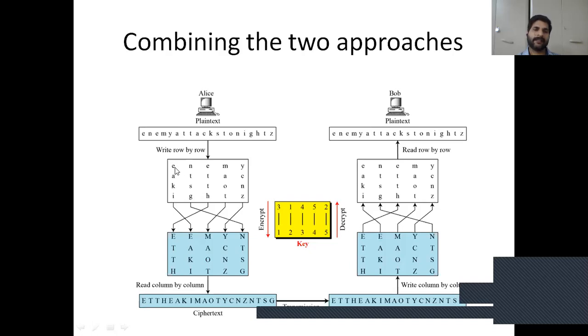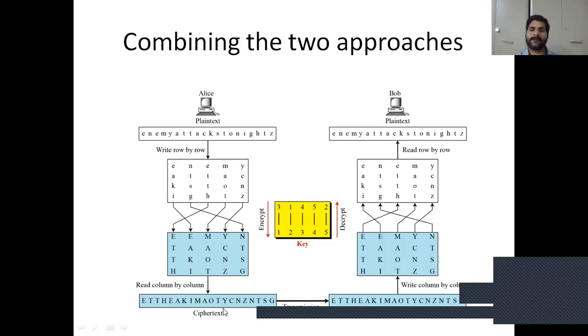Now using the key: third goes to the first place, first goes to the second place, second goes to the fifth place, fourth goes to the third place, and fifth goes to the fourth place. Third to 1, 1 to 2, 4 to 3, that is how the key is given. After this, read column by column. ETTHEAK. This is the given ciphertext.